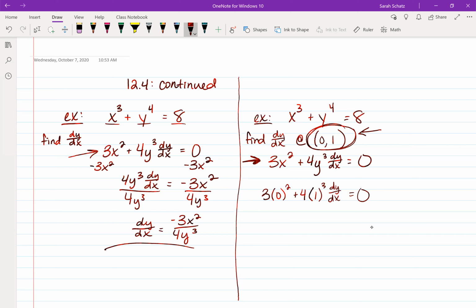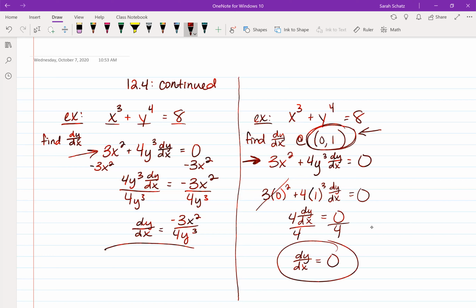So now you still need to isolate dy dx, but when you put in these real numbers for x and y, it makes it a lot easier, because look, what happens to this entire term? Well, it just goes away because you have that 0 there. So I have 4, and 1 cubed is just 1. So this is just 4 dy dx equals 0. And then just divide both sides by 4. It's still going to be 0 over there, right? So you just get dy dx equals 0.